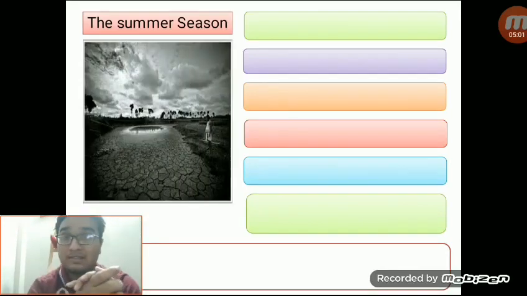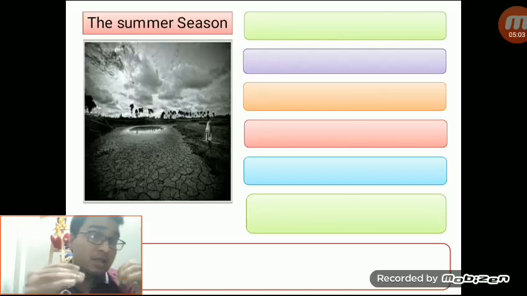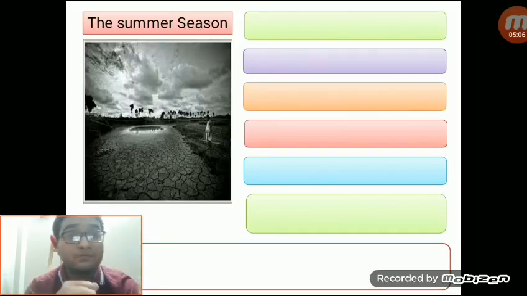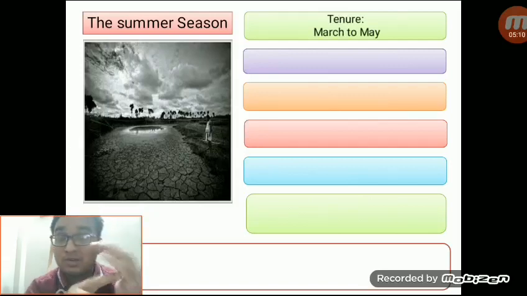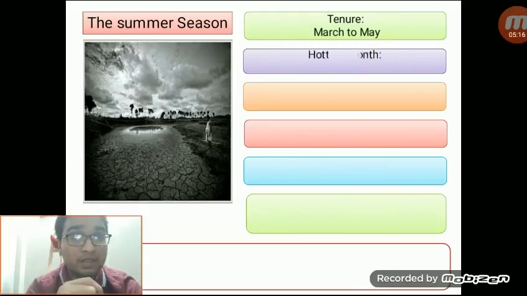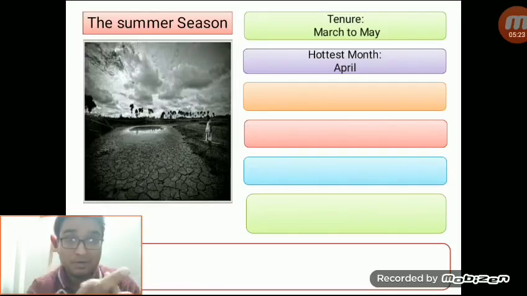So dear students, now I'm going to discuss the summer season. At first I'm going to show a picture to you. So this is the picture of the summer season, and here we can see the dried up soil and at the same time a cloudy sky. So the first information is the tenure, that means March to May: March, April, May. These three months are included in the summer season of our country. Then the hottest month: April is called the hottest month of our country.